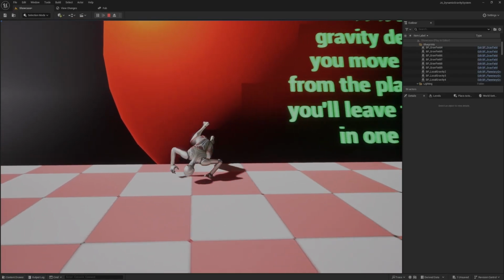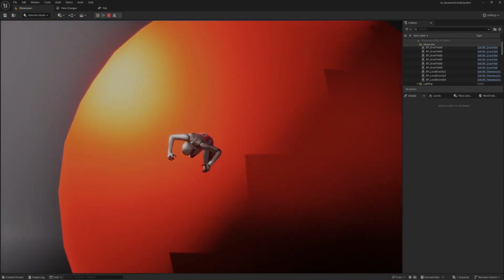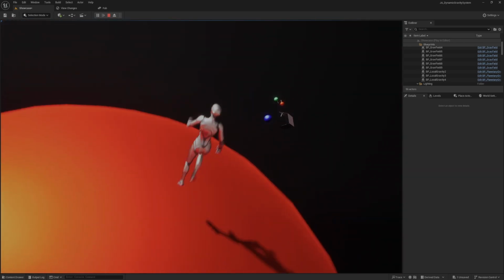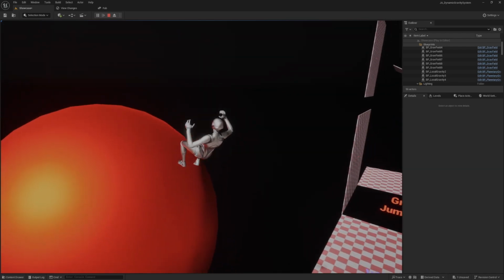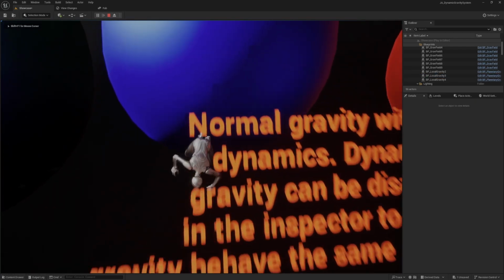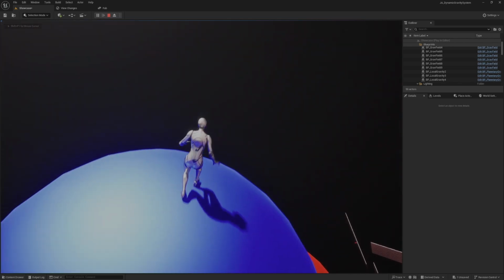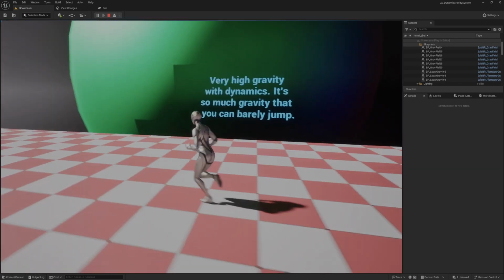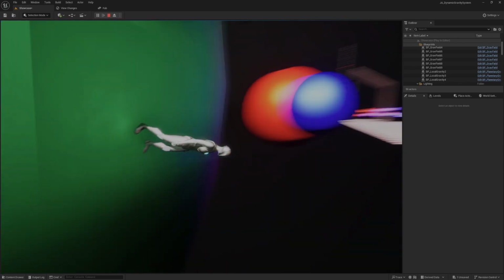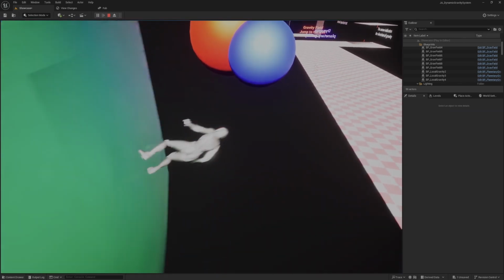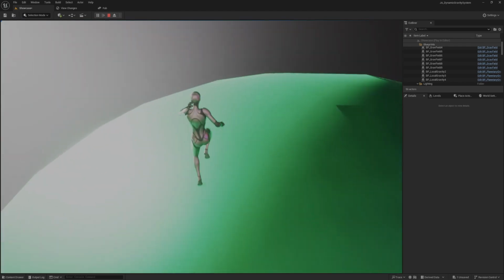On the first planet, dynamic gravity is enabled with very low intensity, which means even a small jump will send you straight out of the atmosphere. On the second planet, dynamic gravity is disabled, so it behaves just like Unreal's native gravity, constant at all times. And on the third planet, dynamic gravity is enabled again, but set to a much higher level, making it nearly impossible to jump at all.